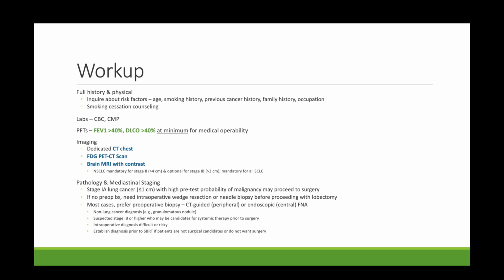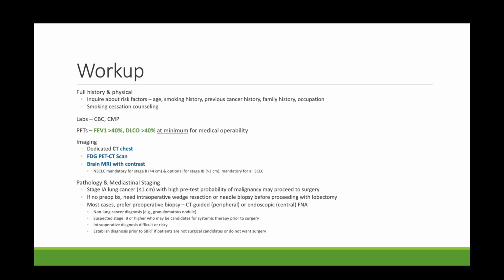In terms of imaging, we definitely want to get a dedicated diagnostic CT of the chest. We don't need contrast to look at the lung tumor itself, but sometimes administering contrast can help us if we are concerned about lymph node involvement. We should always also get a PET scan for our patients, and that can sort of help us with determining if there are lymph nodes involved.